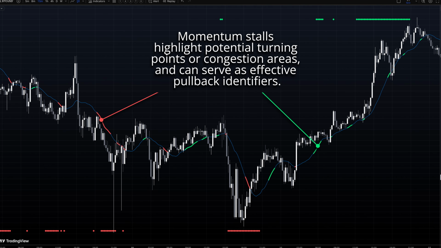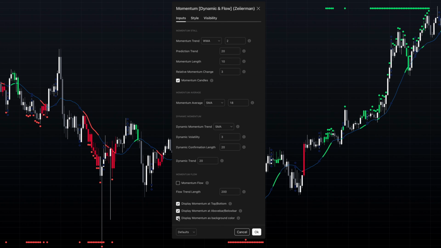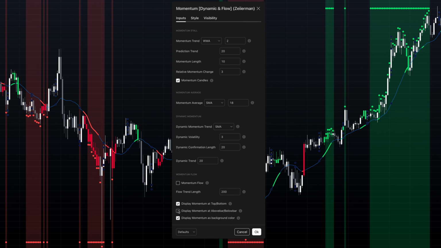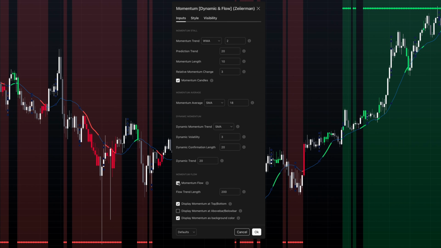When momentum stalls, it highlights potential turning points or congestion areas, not as a definitive reversal signal, but as an early warning for traders. Users can display momentum at the top or bottom of the chart, position it near price bars, or use a background color for better visualization. It can be integrated into existing strategies or used as a standalone tool.